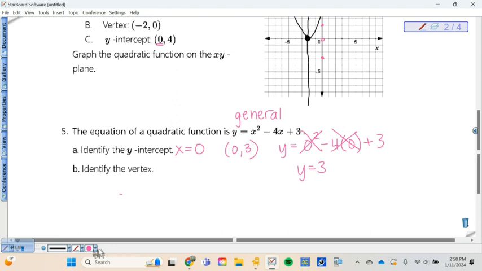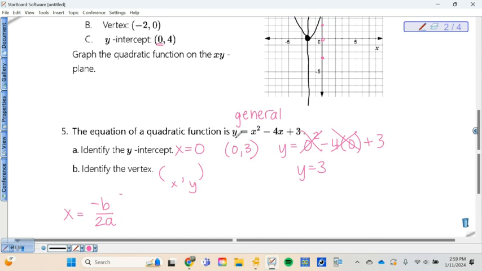What about the vertex? How do we find the vertex? Look back at your notes. How do you find the vertex from general form? That tells us the x-coordinate of the vertex, right? It says x equals negative b over 2a, and then what does it say? Right, because the vertex needs to have an x and a y value. Okay, so let's find x first, right? x is equal to negative b over 2a.